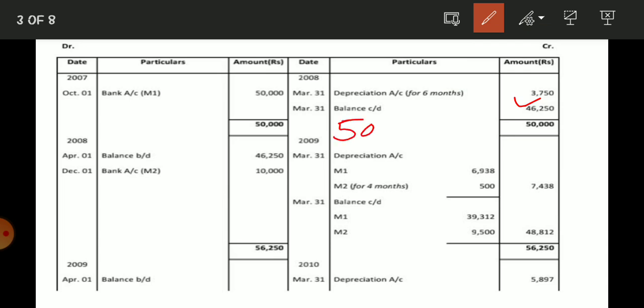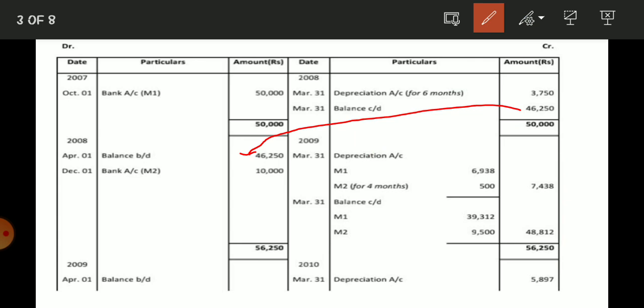Now the balance BD will be calculated as 50,000 less depreciation, that is 3,750, which is 46,250. Okay, quite easy. In next year we have to transfer the balance CD into BD, brought down.